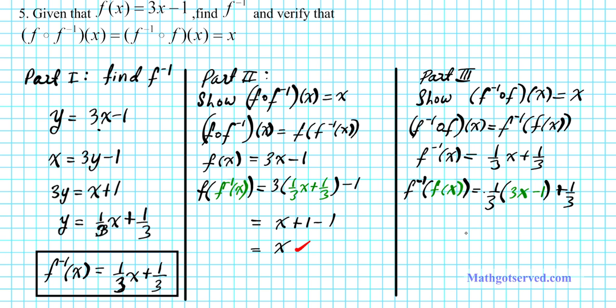Now if we distribute 1/3 across these two terms, we'll have x minus 1/3 plus 1/3. These two add up to 0, and you end up with x, and that shows that our answer is in fact correct. Okay, since the two composition orders yield x, then that means our inverse is correct.